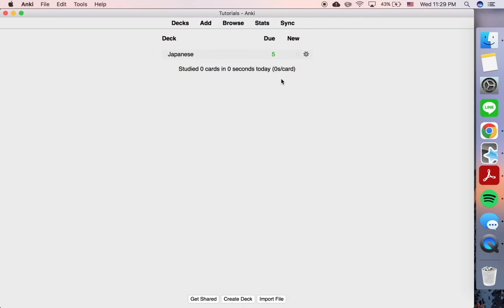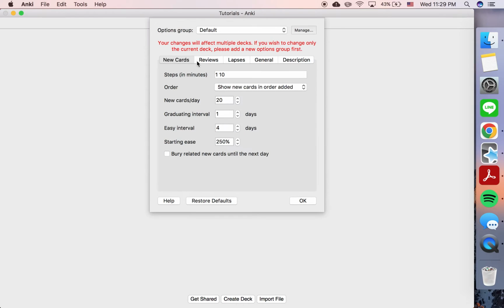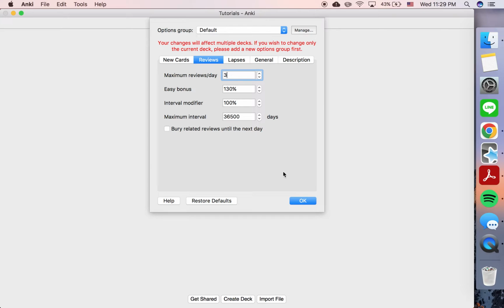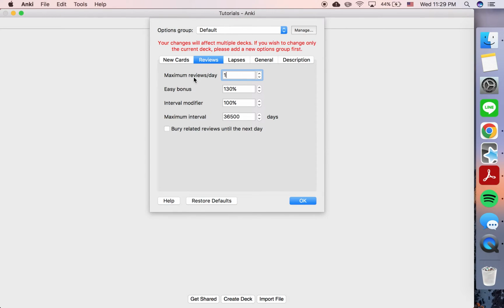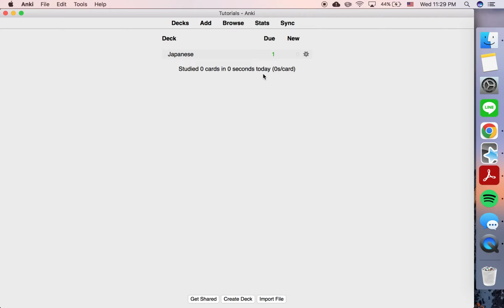So if it's at 200, obviously all 5 are going to show up. But if I set it at 3, which would be very unrealistic, of course, but just for illustrative purposes, now we have magically only 3 due. And if I set it at 1, we only have 1 due. But the thing is, this doesn't change when the card is actually due. It basically just makes it so Anki only shows you up to the number you set it at, even if there are more due.